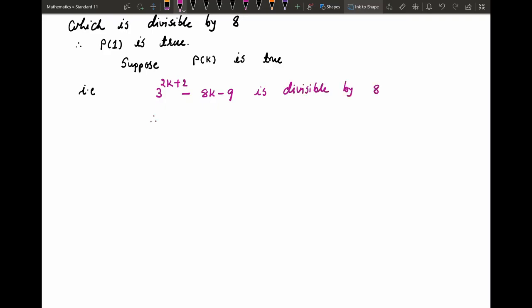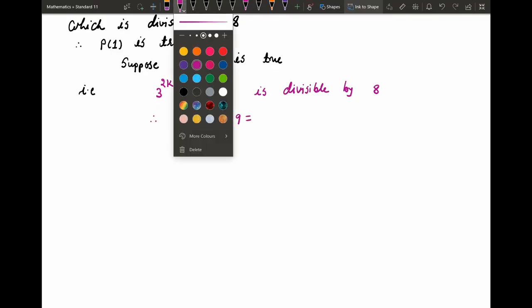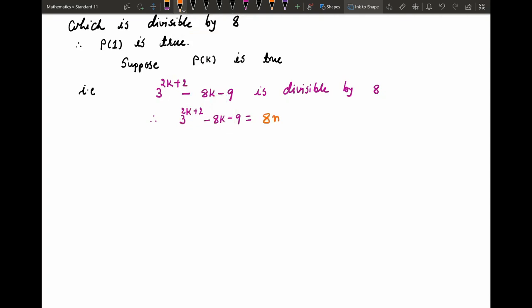So 8 must be a coefficient. If a number is divisible by 8, for example 64, it can be written as 8 into m, where m equals 8. Similarly 80 is divisible by 8, so 80 can be written as 8 into m, where m equals 10. Since 3 raised to 2k plus 2 minus 8k minus 9 is divisible by 8, it can be written as 8 into m.